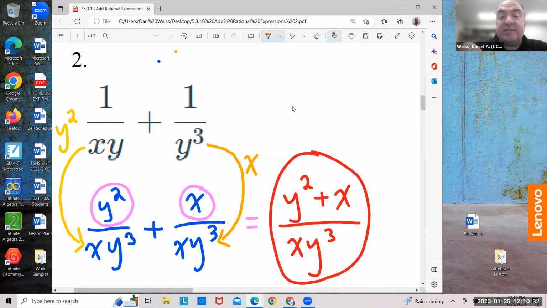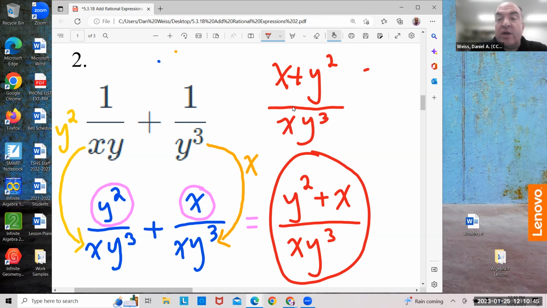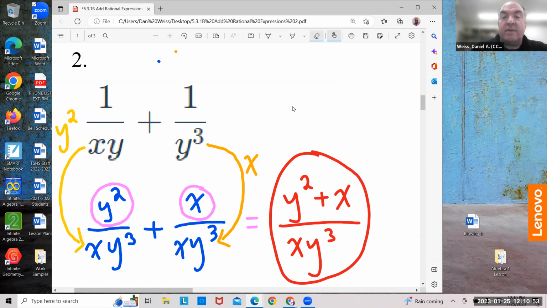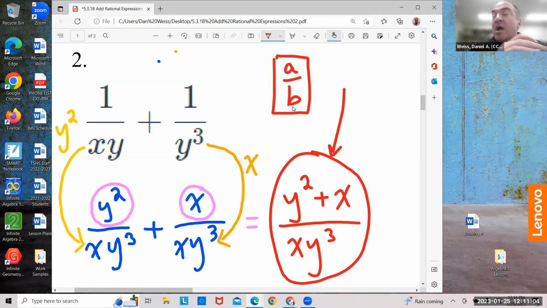Could I also write this as x plus y squared all over x y to the third? Sure. It doesn't matter which order you write these two in. But this here is your answer, just like that. And don't forget to hit that A over B button first.